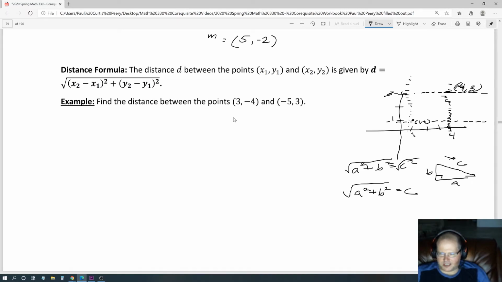So basically, if I'm trying to find the hypotenuse, I would take one of the legs, square it, add it to the other leg squared, and then I would take the square root of that sum, right? And that would be equal to the c, or the hypotenuse.